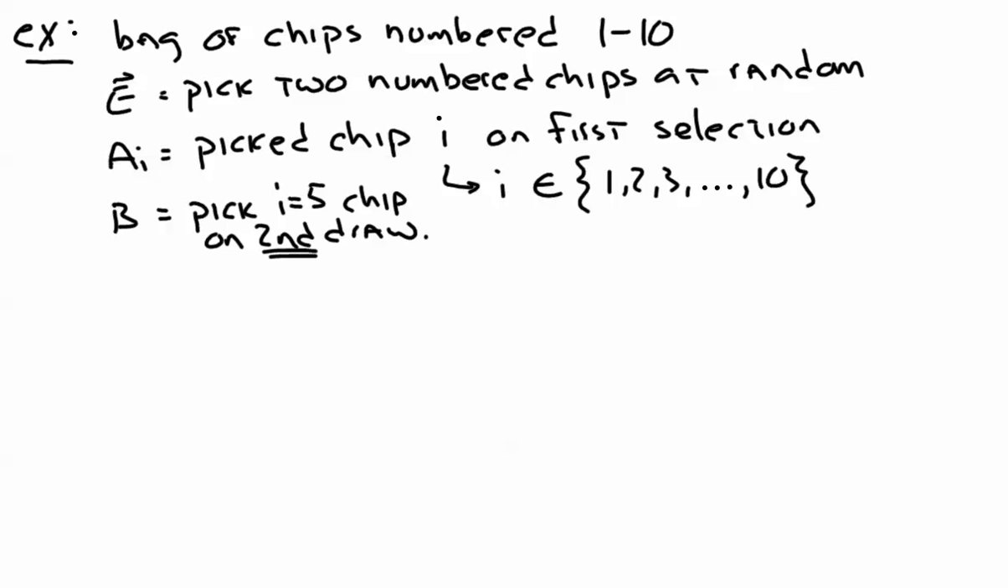All right. B is that we reach in the bag and pull out the chip that has 5 on it on the second draw. What I want to know is, what is the probability of B? What's the probability that I pull a 5 out of the bag on the second draw?